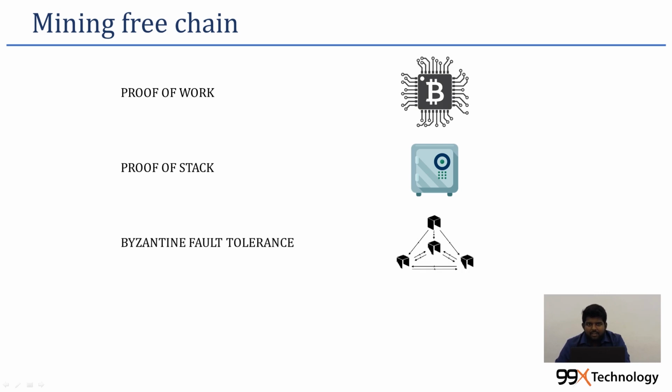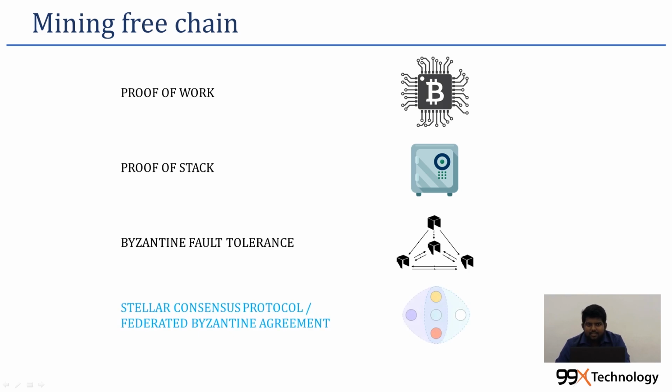Another famous algorithm is Byzantine fault tolerance, but we cannot call that a decentralized one because it runs on top of appointed authorities or entities. We need to provide centralized parties or centralized organizations. A couple of organizations come together, decide whether a transaction is valid or not, and come to an agreement to create the blocks.